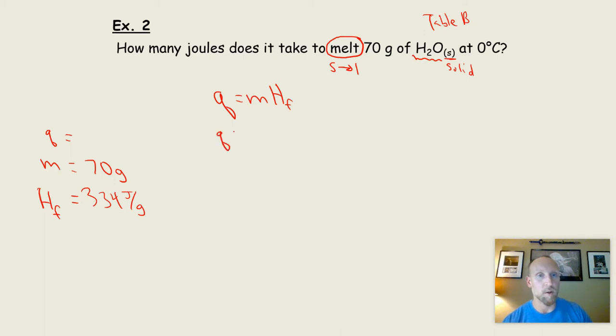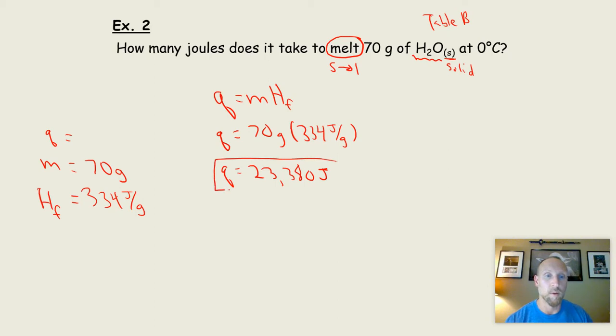So now we plug in: Q equals 70 grams times 334 joules per gram. All we're doing is multiplying, and we get Q equals 23,380 joules. Okay? So that is our answer. How do we know it's joules? Because if you included your units in the calculation, grams over grams cancels out, and we're left with joules. So that's your answer.